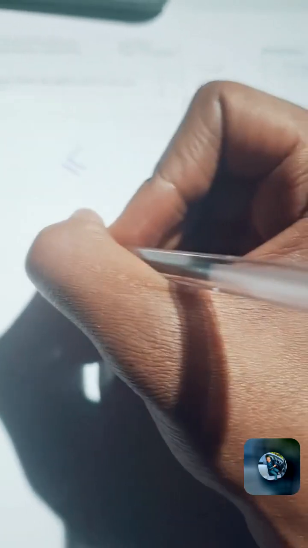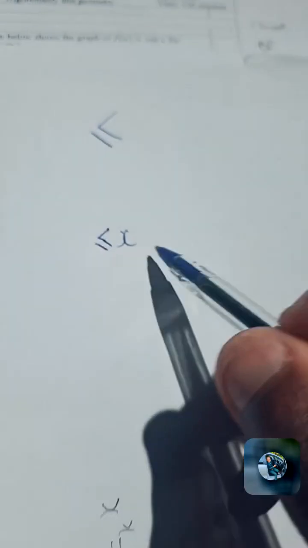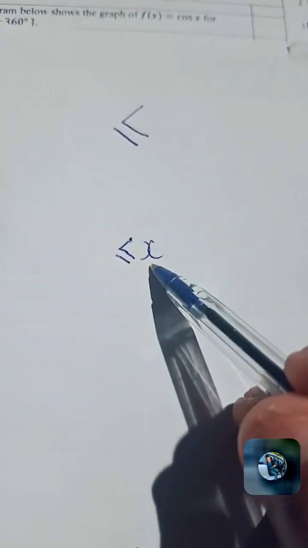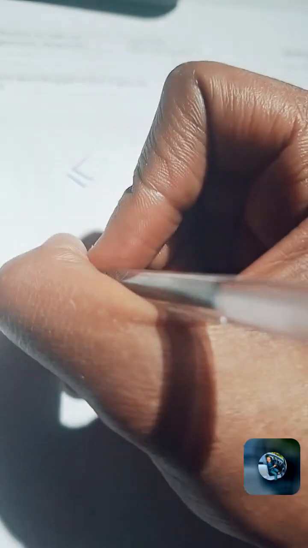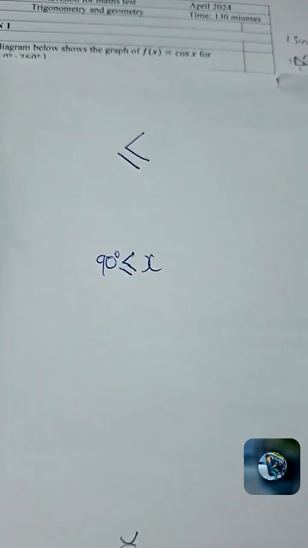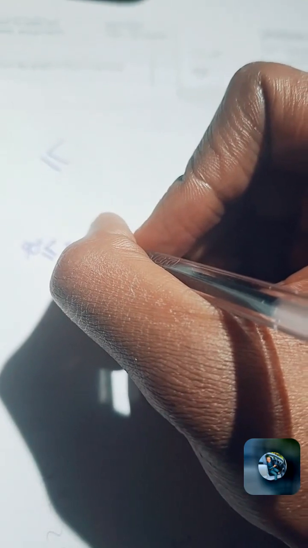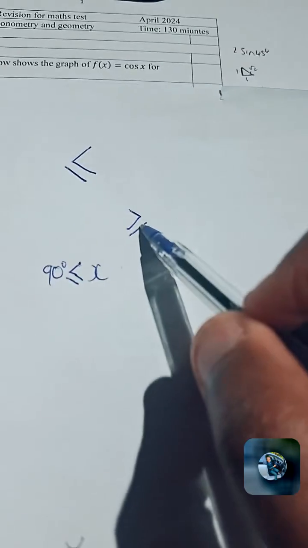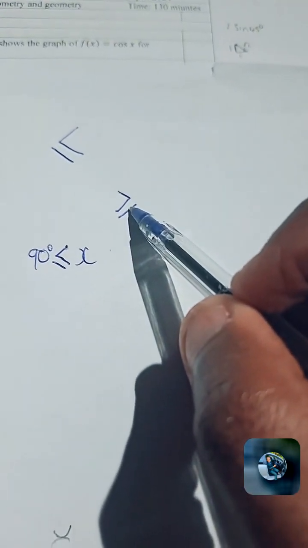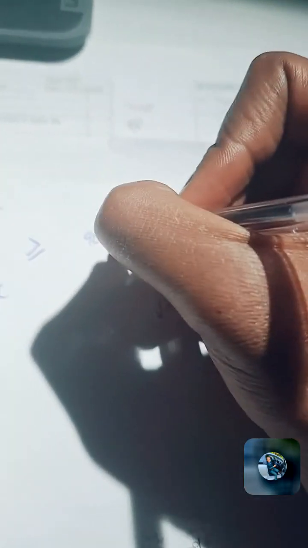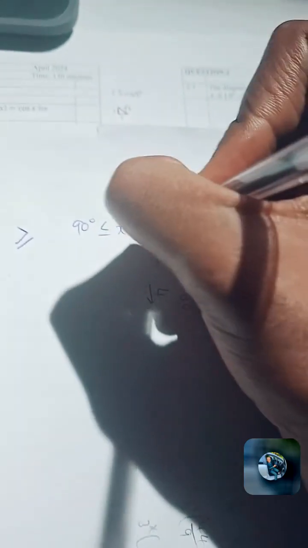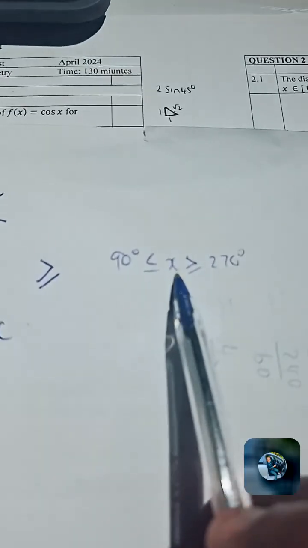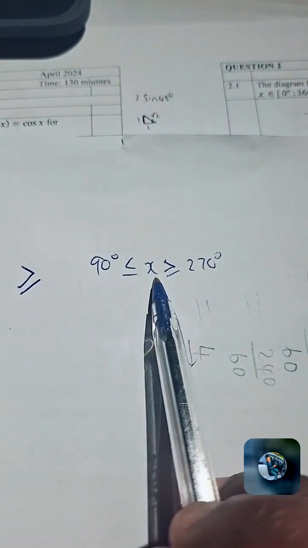Yes. And then where's the 90? On the left, okay. And greater than or equal to 270 on the right. So you mean this greater than or equal like this? Yes. So 90, is this what you mean? Yes. Okay.